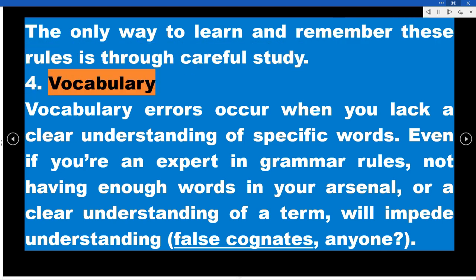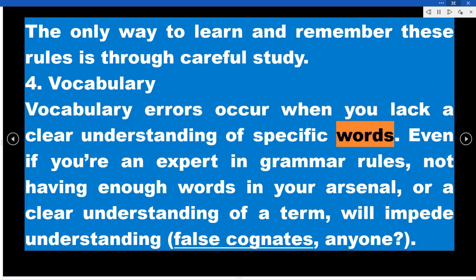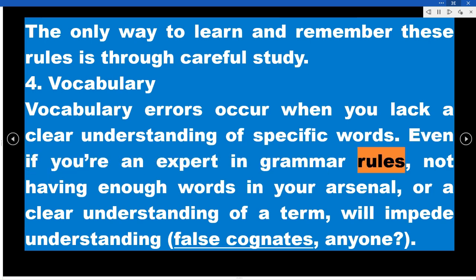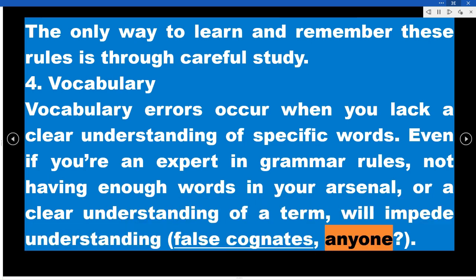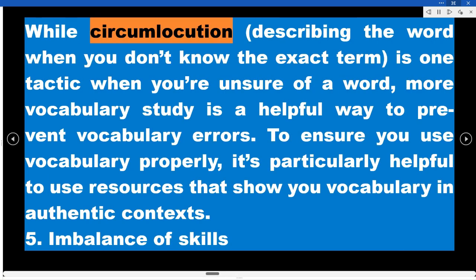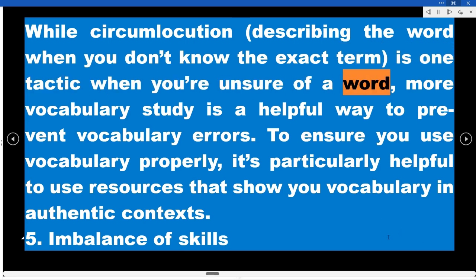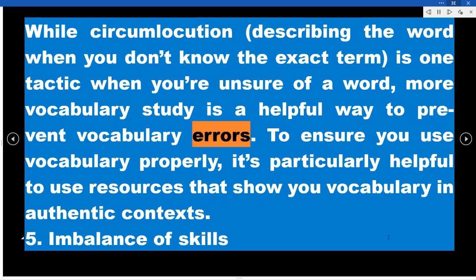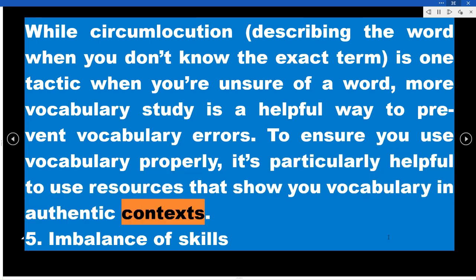4. Vocabulary. Vocabulary errors occur when you lack a clear understanding of specific words. Even if you're an expert in grammar rules, not having enough words in your arsenal, or a clear understanding of a term, will impede understanding. False cognates, anyone? While circumlocution, describing the word when you don't know the exact term, is one tactic when you're unsure of a word, more vocabulary study is a helpful way to prevent vocabulary errors. To ensure you use vocabulary properly, it's particularly helpful to use resources that show you vocabulary in authentic contexts.